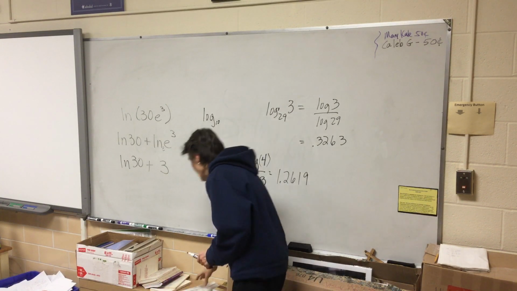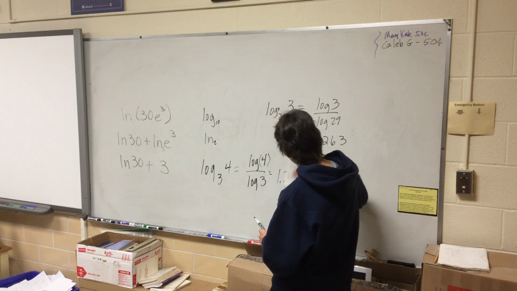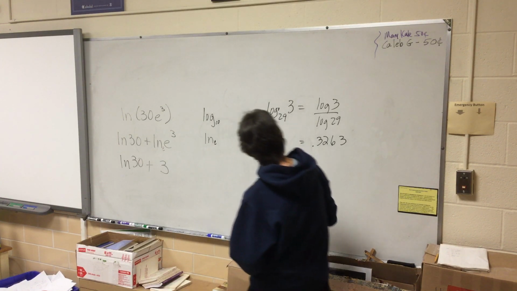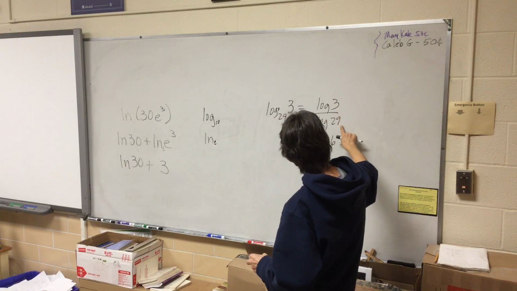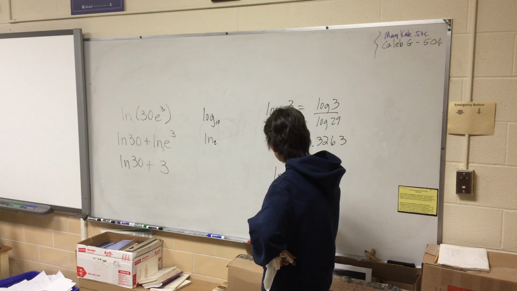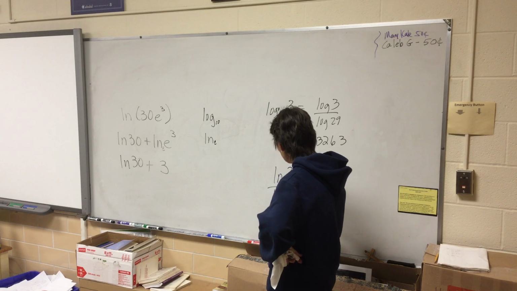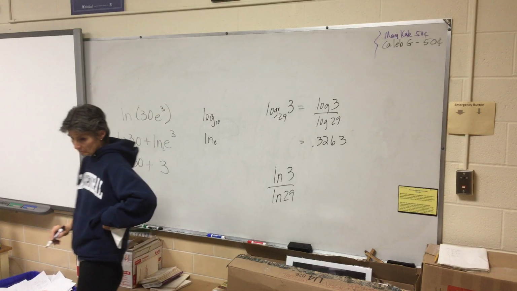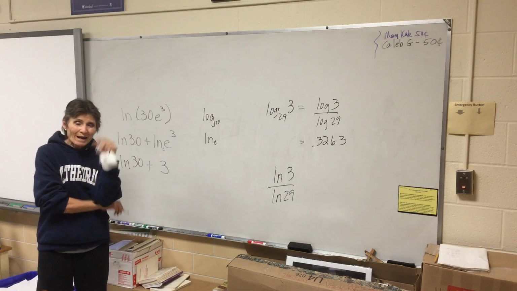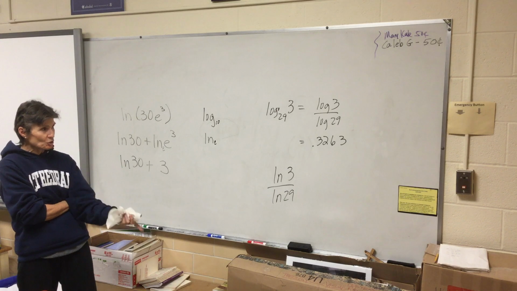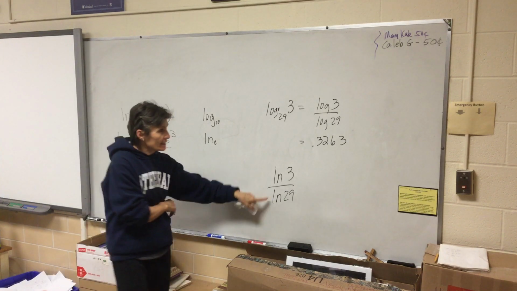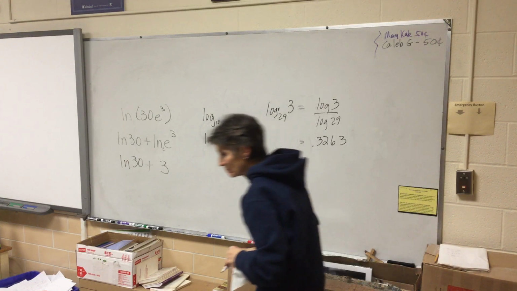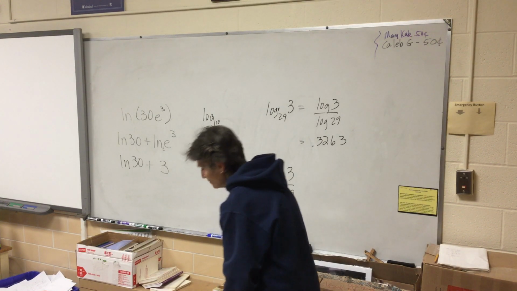Now, just for fun, I'd like you to try something for me. Instead of typing log 3 over log 29, would you do ln 3 over ln 29? In other words, what happens if I use natural logarithms instead of common logarithms? What happened to your answer, guys? Stay the same. Sure, sure.